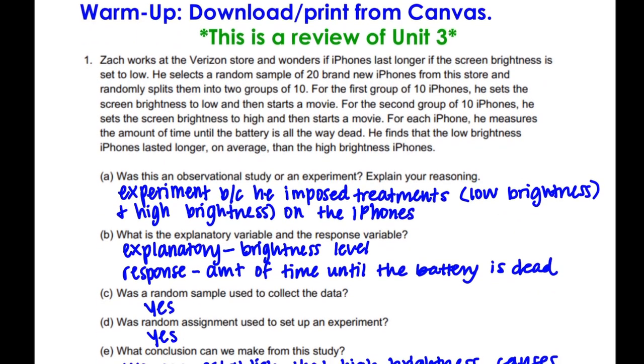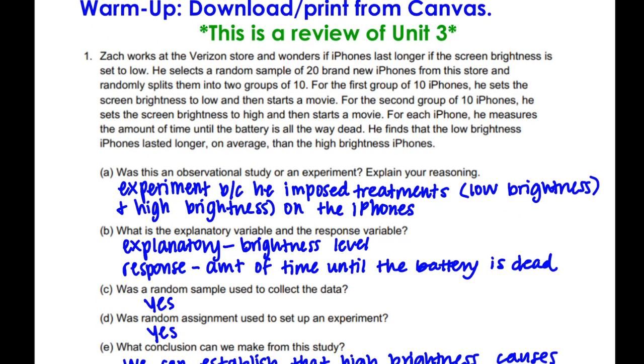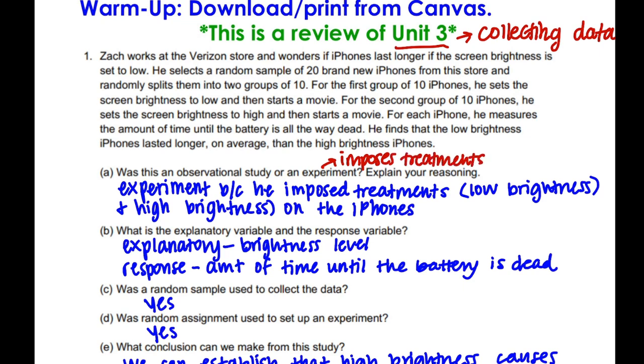All right, so this is about experiments. Unit 3 was collecting data. And we've been using a lot of the stuff from Unit 3, we just haven't really realized it. One thing I want to remind you is that an experiment imposes treatments. So that's going to be the main keyword that you want to use when you determine if something is an experiment or not. And then the explanatory variable is like your independent variable, and the response is your dependent. So I'll just remind you of that.